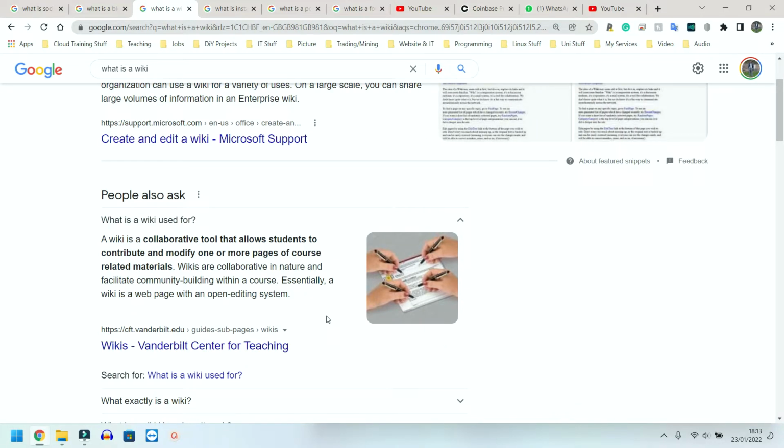All right, next we have a wiki. A wiki is a collaborative tool that allows students to contribute and modify one or more pages of course-related materials. This is not just for school. This can be used for any topic there is. It is mainly used for collaboration purposes in Unit 1. So for the purpose of Unit 1, think of wikis as a way for students to collaborate. Think about the benefits of this as well, the fact that anyone can work on it at any time from anywhere in the world. Once they have an internet connection, they can update each other's work, they can check each other's work, they can verify each other's work.